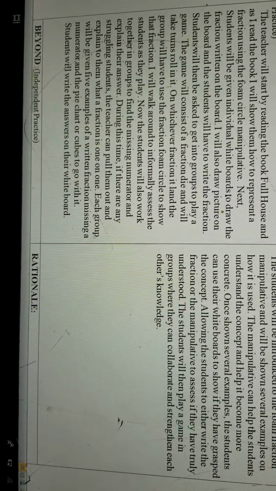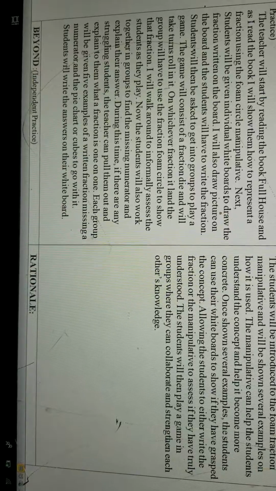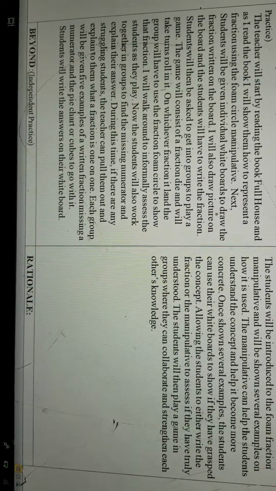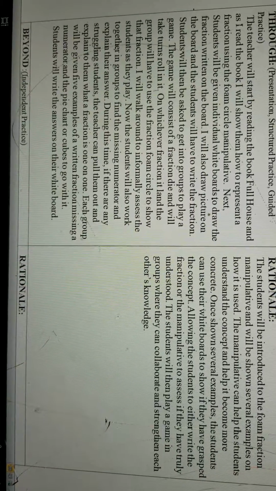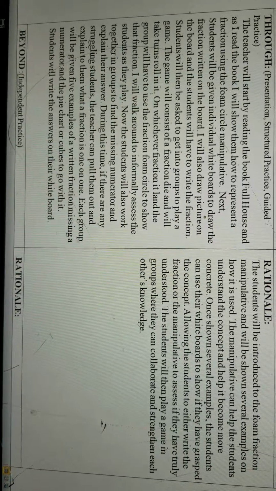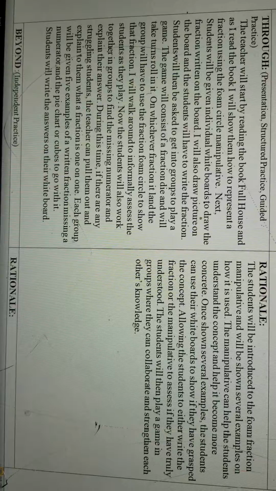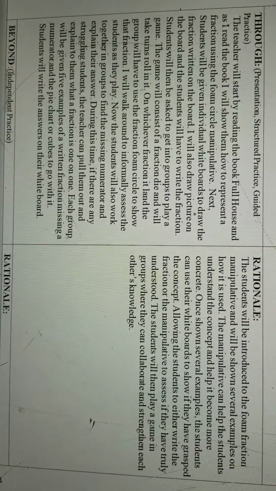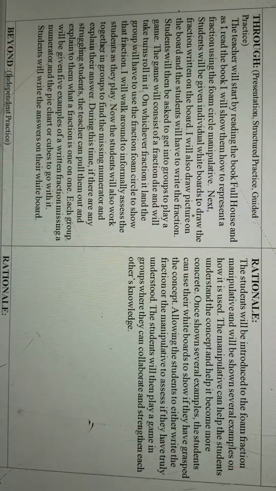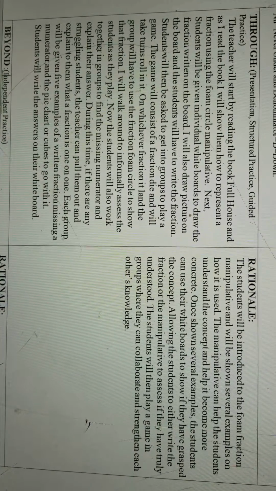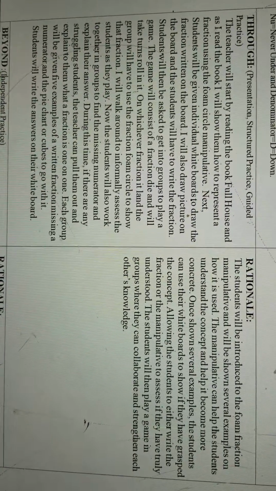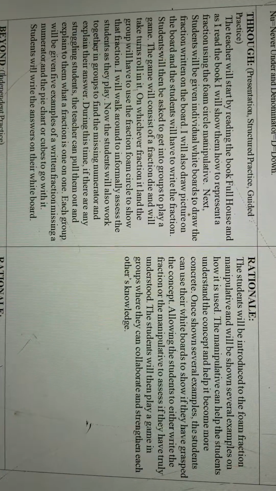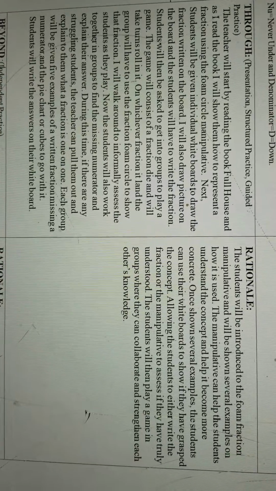Now the students will also work together in groups to find the missing numerator and explain their answer. During this time, if there are any struggling students, the teacher can pull them out and explain to them what a fraction is one-on-one. Each group will be given 5 examples of a written fraction missing a numerator and the pie chart or cubes to go with it. Students will write the answers on their whiteboard.